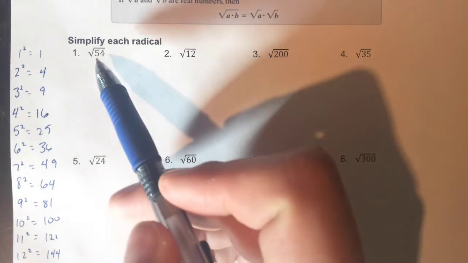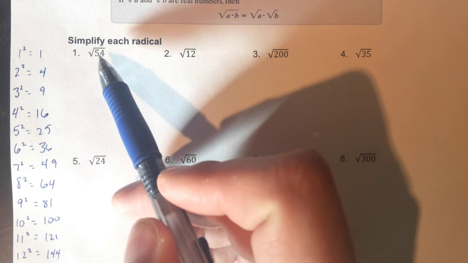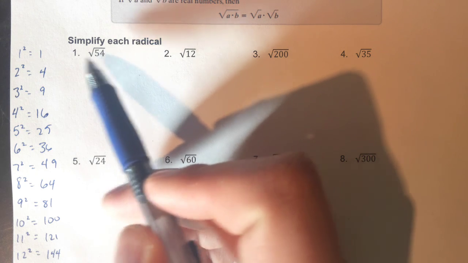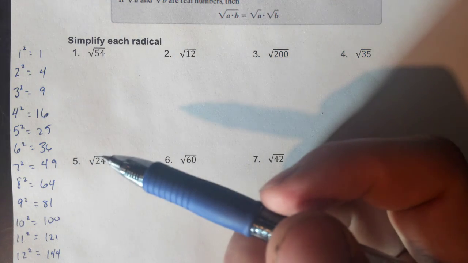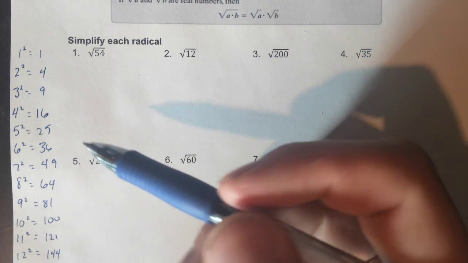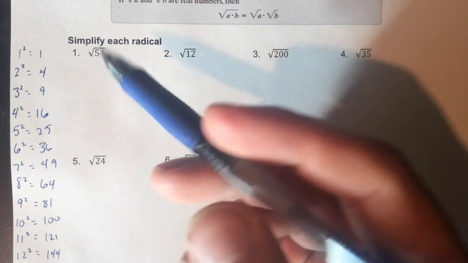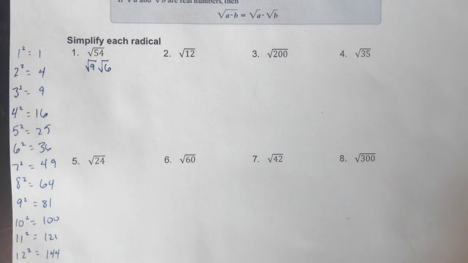It's very simple. You look at the radicand, the number under the radical, 54, and you ask yourself, which of these numbers divides 54? And 9 does. 9 times 6 is 54. So we can say that the square root of 54 is the same as 9 times 6, so the square root of 54 is the same as the square root of 9 times the square root of 6.